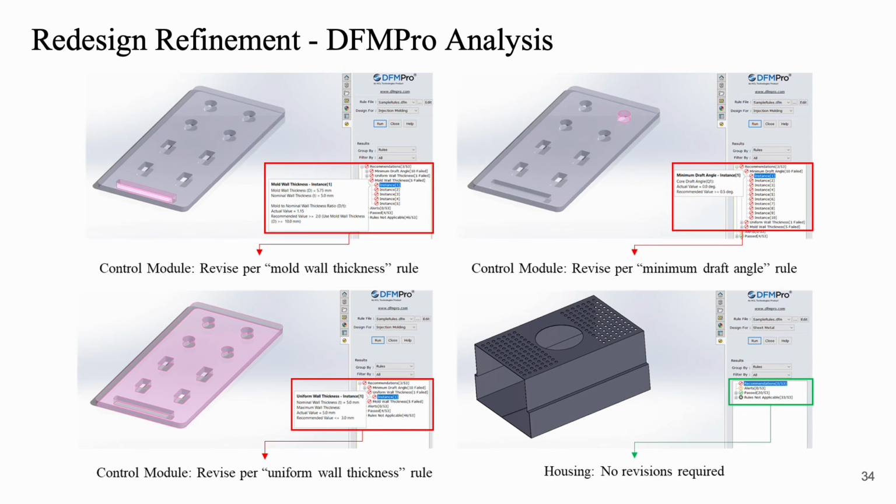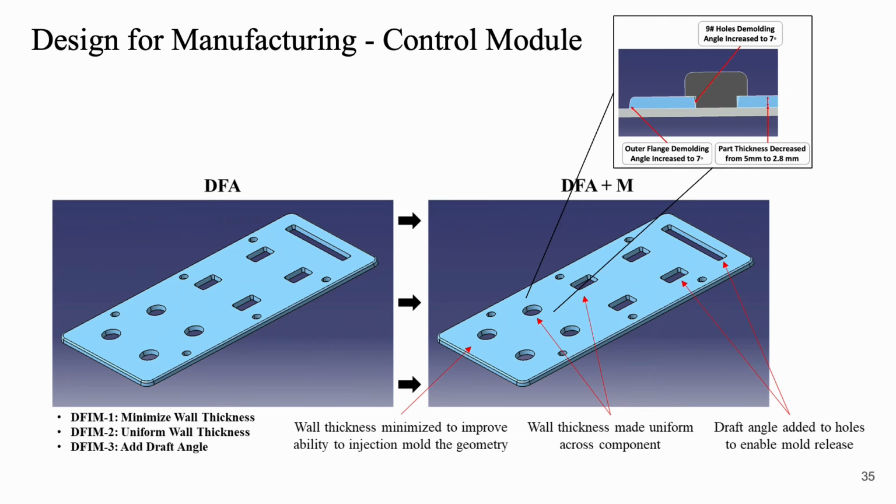DFMPro was utilized to further analyze our product for additional refinement. It identified 3 potential concerns for the control module. However, it did not identify any concerns for the housing unit as currently designed. The control module was also redesigned for manufacturability. Design changes included modifying the wall thickness to improve the ability to injection mold the part, modifying the wall thickness to make it uniform across the component, and adding draft angles.